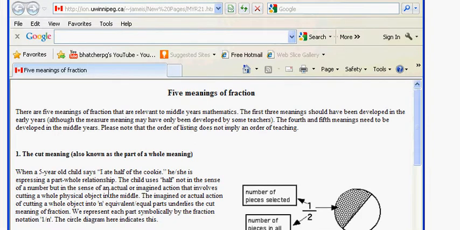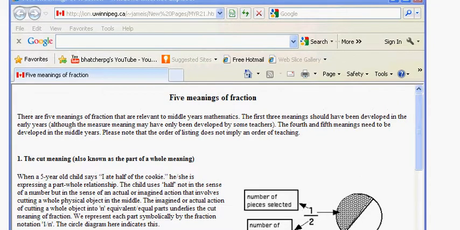So here we are at the website. It's a Canadian website, from the University of Winnipeg up here at the top. I just wanted to use this website to point out some things to people so that they can understand that there are 5 different meanings to fractions, and they've talked about them here and how they're important to be understood by students in the middle years.